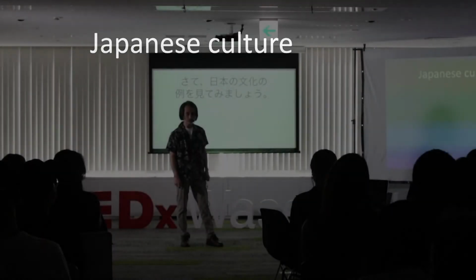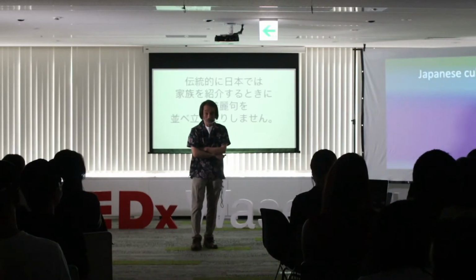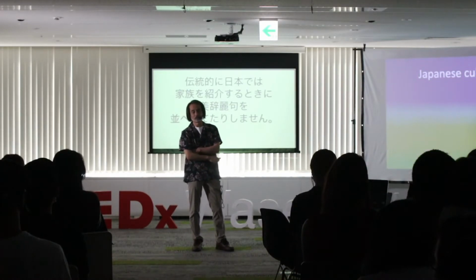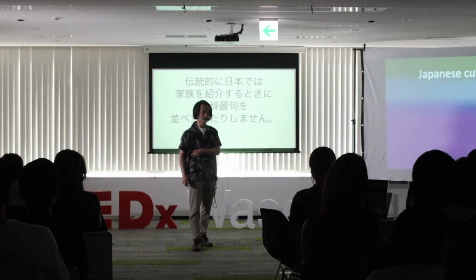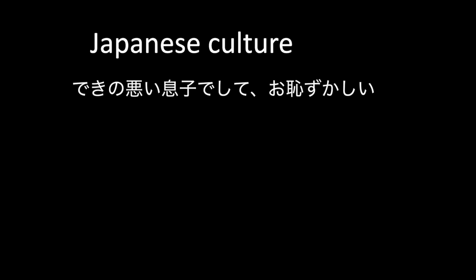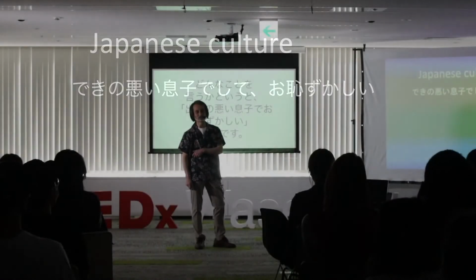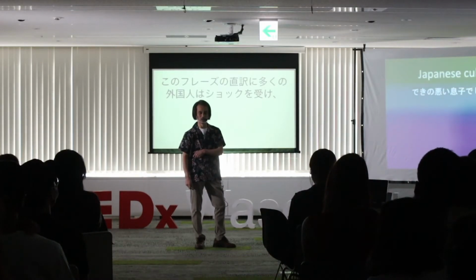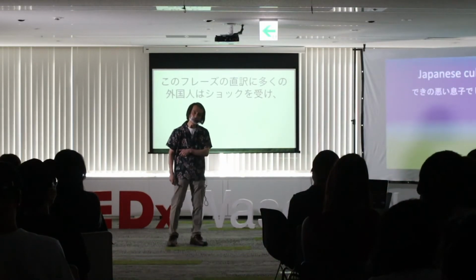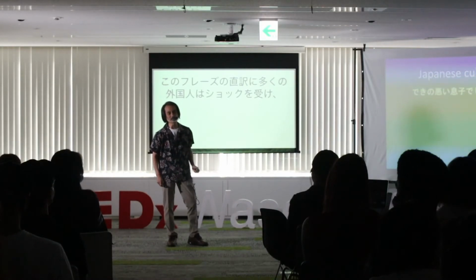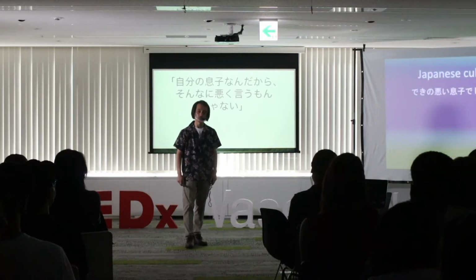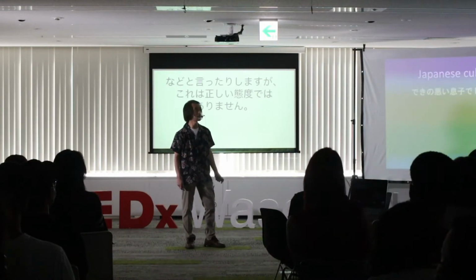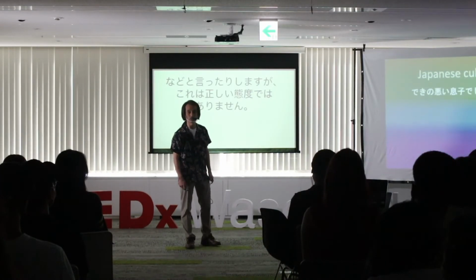Now, let me give you some examples from Japanese culture. In Japan, traditionally speaking, we don't say positive things about our family members when we introduce them to others. What do we say? We say things like, 出来の悪い息子でしてお恥ずかしい. What does it mean? My son's so stupid that he can't do anything. I'm ashamed. Many foreigners are shocked at this and say, stop saying such a bad thing about your own son. Now, that's not the right attitude to have because this is part of Japanese culture and there is a good reason why we say what we say.